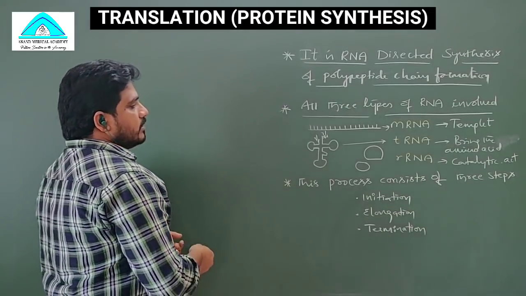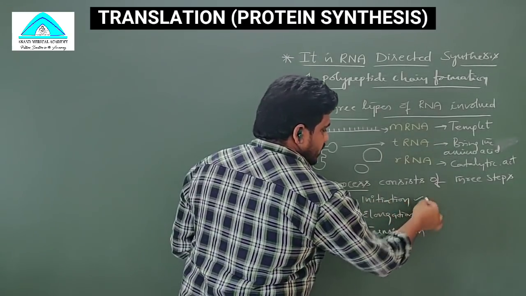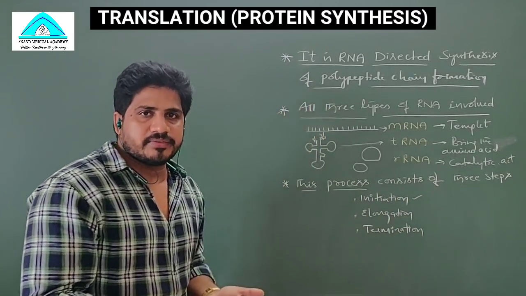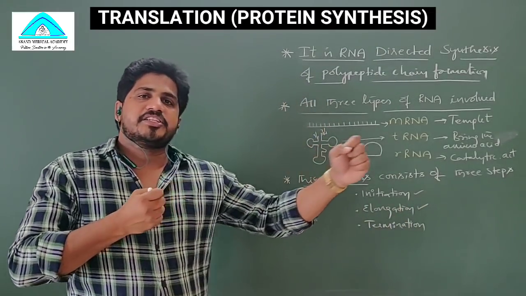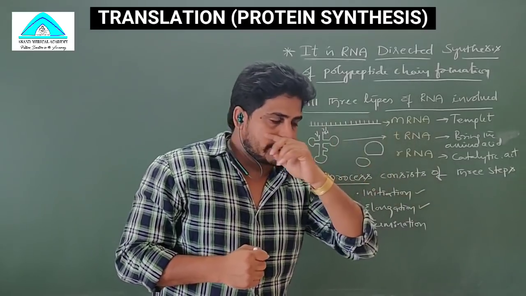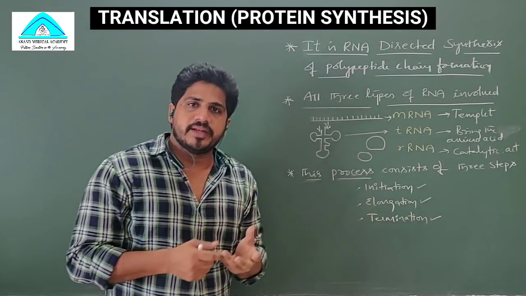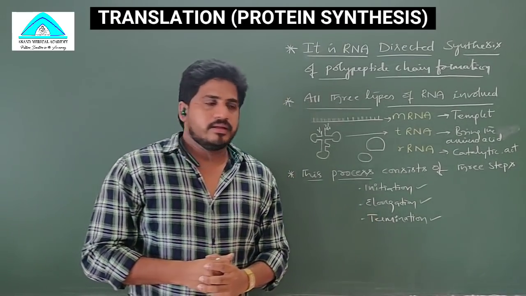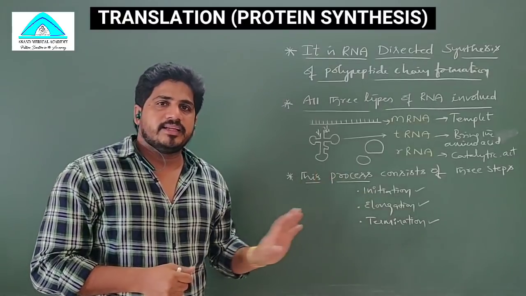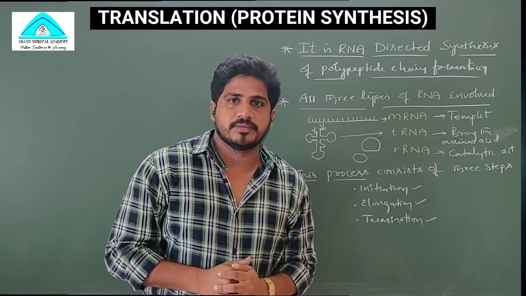Clear? This process can be explained very easily in three stages. One is initiation, the starting process of protein synthesis. Later, elongation, how the polypeptide chain keeps forming, is called chain elongation. Lastly, how this chain is terminated, deciding the length of the protein, is called termination. You have to understand all three things and know the very basic concepts. Let me discuss the basic concepts now.